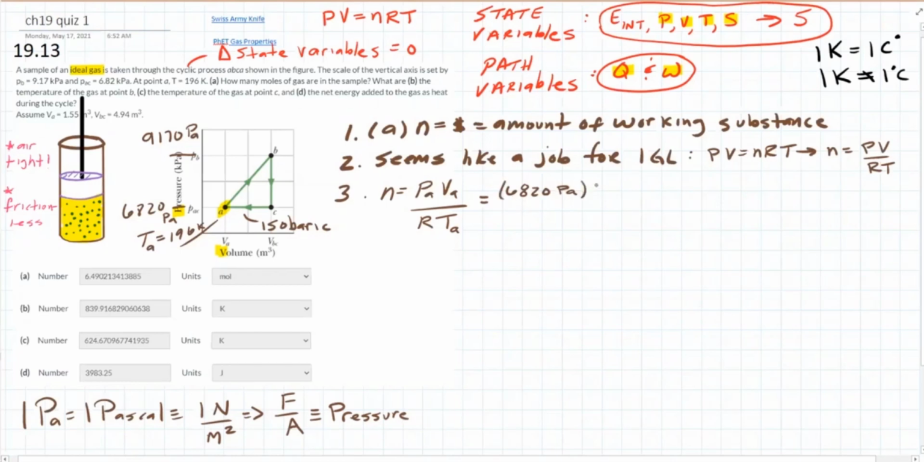Now I need to multiply it by my volume at A. Do I know my volume at A? Assume VA, I do, it's given. It's given here. I do know my volume at A. So let me erase this.